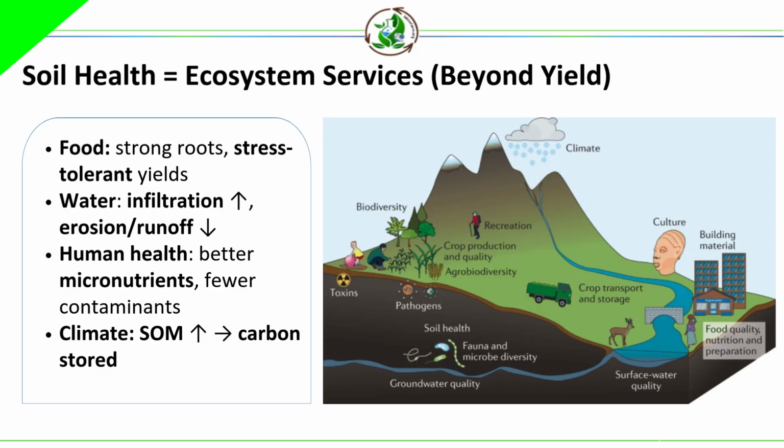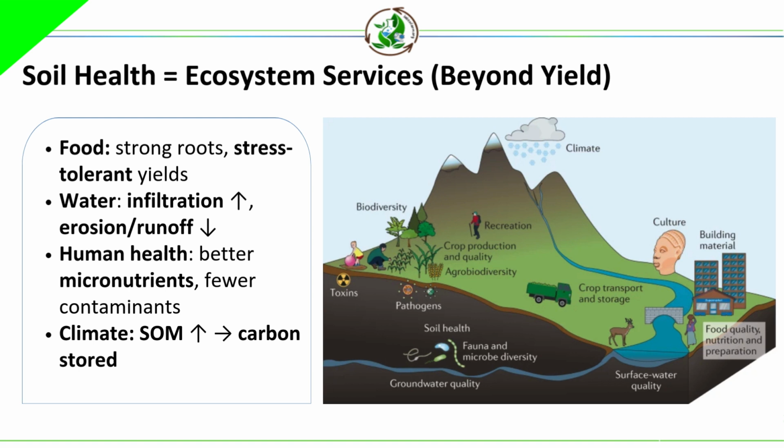When soils absorb rain effectively, there's less runoff and erosion, which means cleaner rivers and groundwater, connecting with SDG 6. Human health. Crops grown in nutrient-rich soils tend to be more nutritious, and healthy soils reduce contaminants, supporting better diets. Climate. Most importantly, healthy soils store carbon and organic matter. That means pulling CO2 out of the air into the ground, helping mitigate climate change, relating to SDG 13.